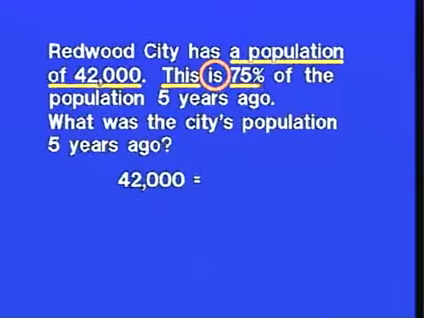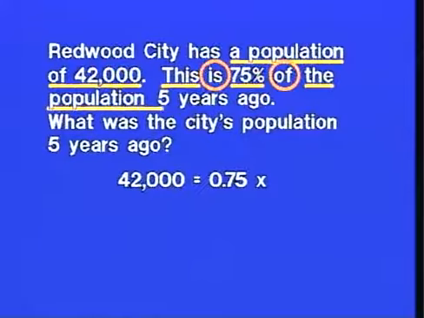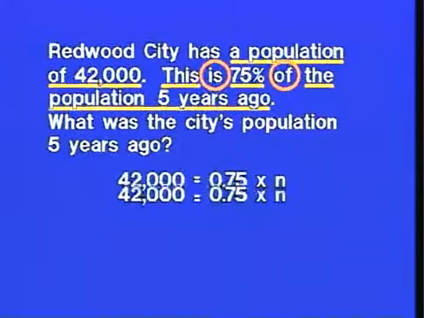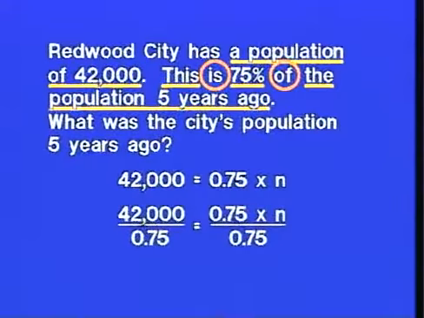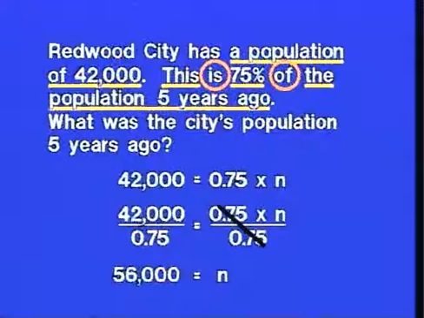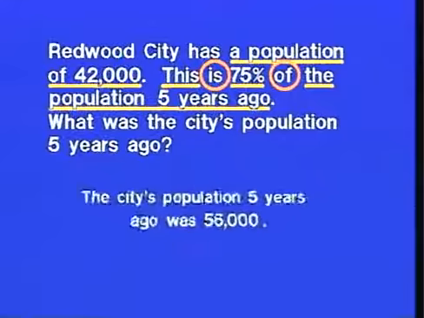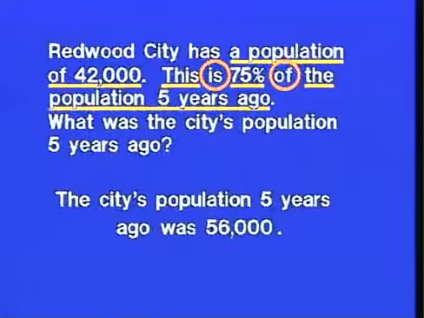Then on the right side of the equal sign, 75% is 75 hundredths. Of means times. And the population 5 years ago is what we're looking for. So we let a letter stand in for that amount. Now we'll solve by dividing on both sides by the number next to the letter. So we're dividing by 75 hundredths on both sides. And on the right we get a nice cancellation as expected. On the left, when we perform the division, we get 56,000. So the answer to the question is the city's population 5 years ago was 56,000.